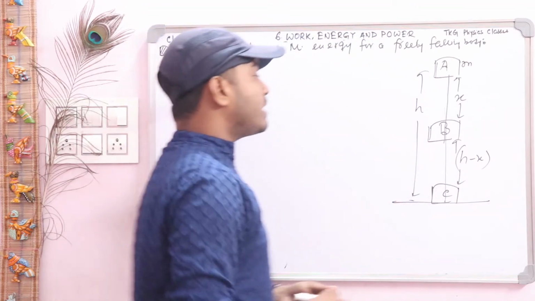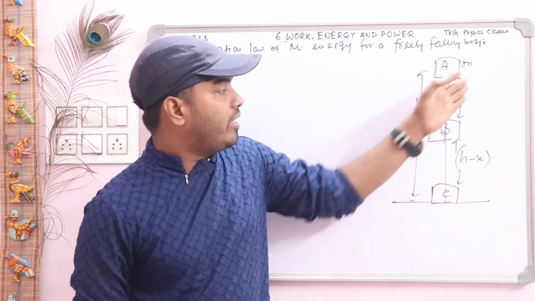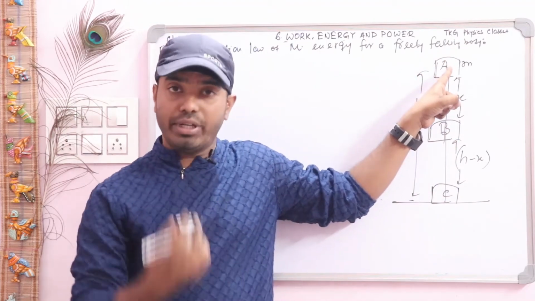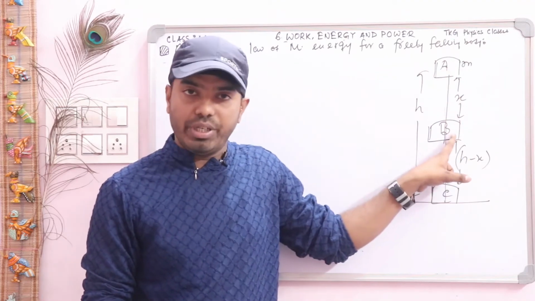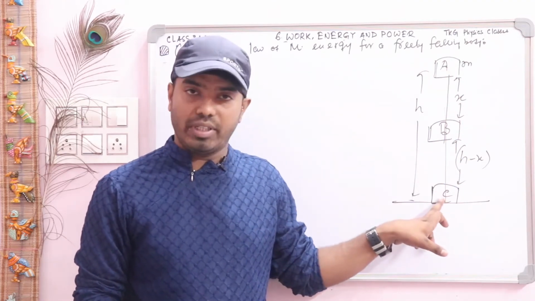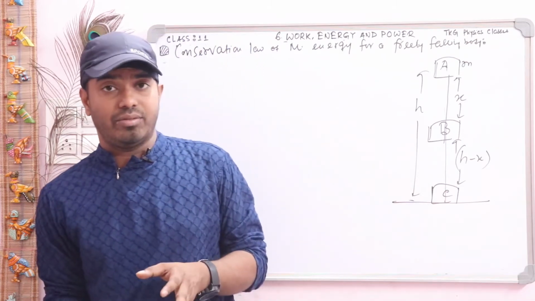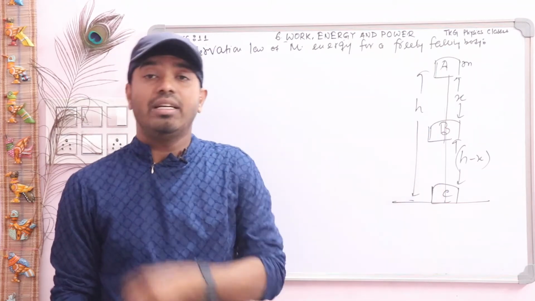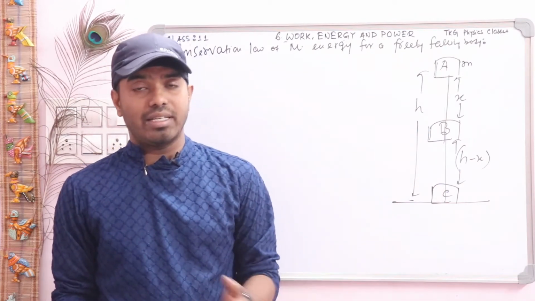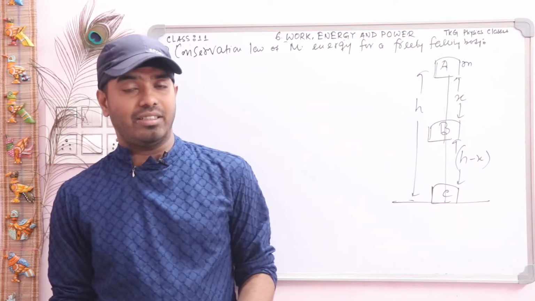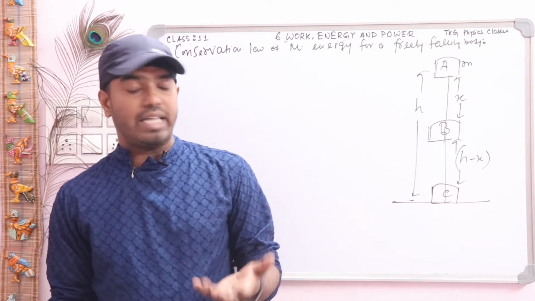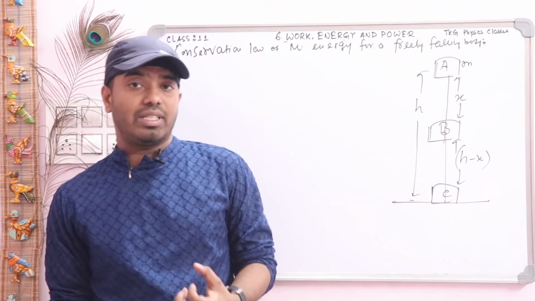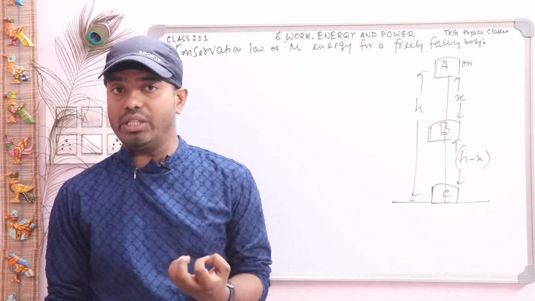Now we will consider 3 points. At points A, B and C, we will find out the total mechanical energy at point A, the total mechanical energy at point B, and the total mechanical energy at point C. And if I give the answer, the total mechanical energy at points A, B and C is the same, so we can easily say that the mechanical energy is conserved. So find it. At first you find the total mechanical energy at point A, that means the sum of kinetic energy plus potential energy.